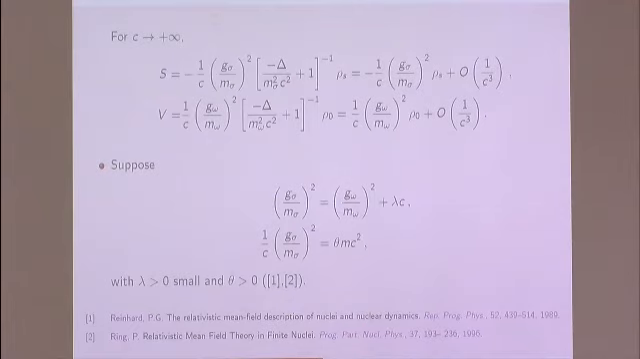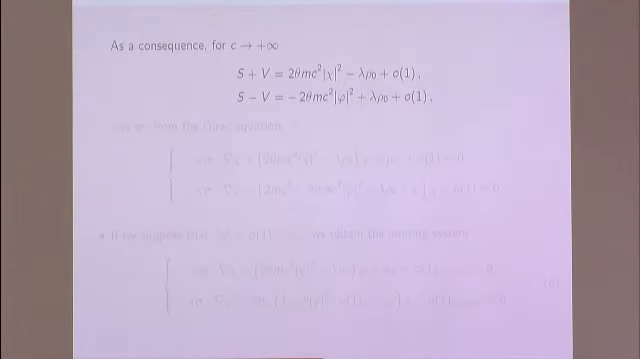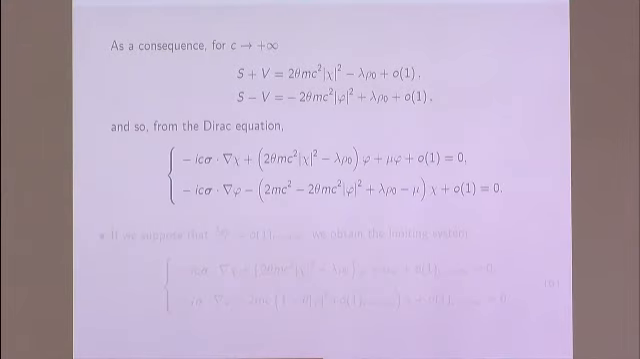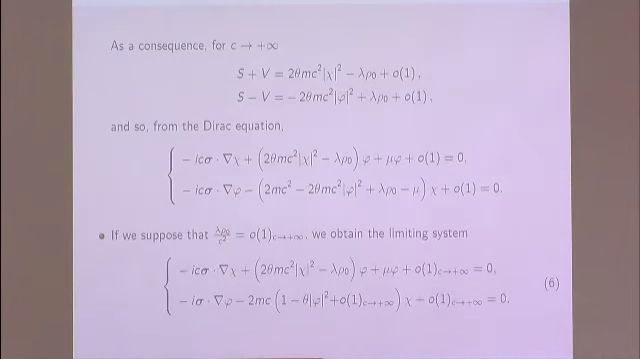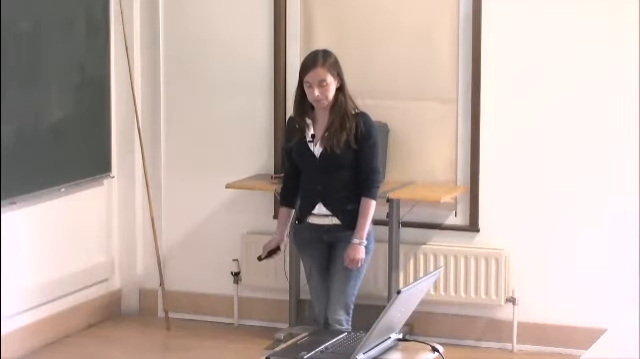And if we do this, we have the following expressions here for S plus V and for S minus V. Then we see that as C goes to infinity, S minus V is proportional to C squared. By using this expression, we can write the following system here. Now, we suppose that the quantity lambda rho 0 over C squared goes to 0 as C goes to infinity.